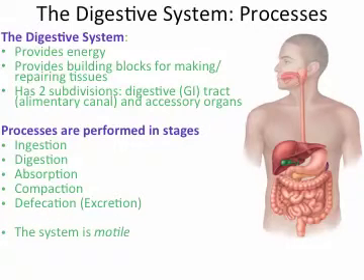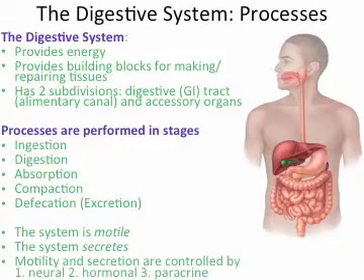The whole system is motile. That means it moves things along. So using a process like peristalsis, when you ingest food, the tube will move the material that you ingested along the length of the tube. And the digestive system also secretes things like enzymes and hormones.